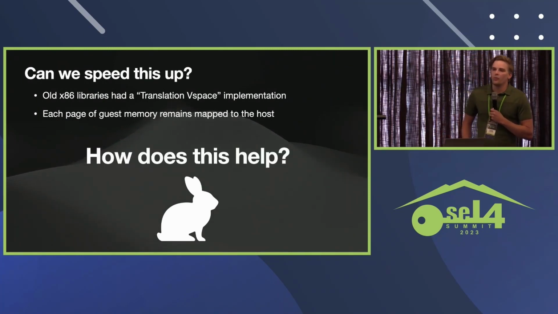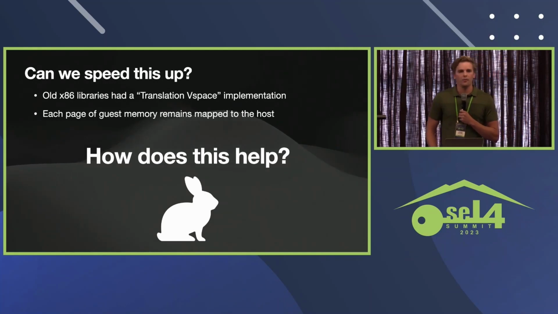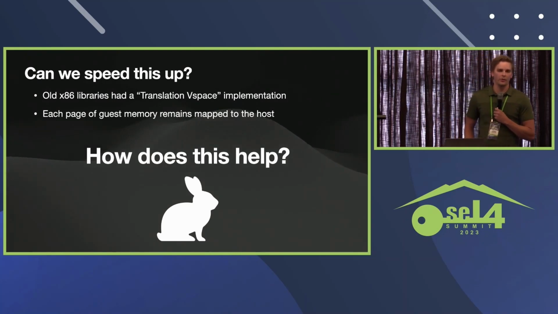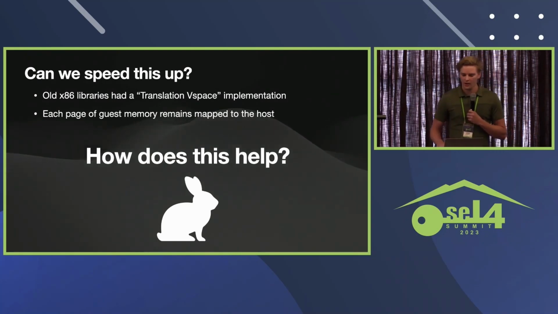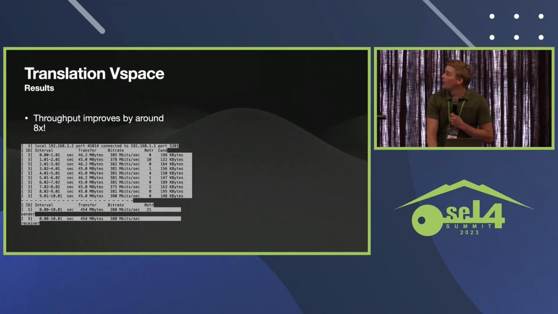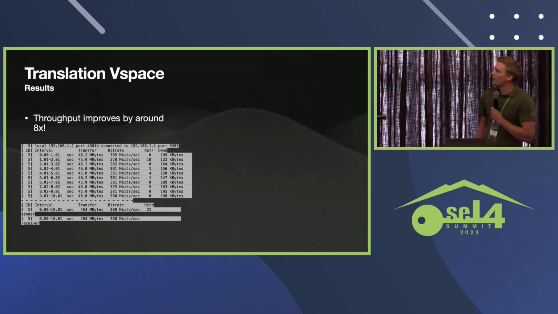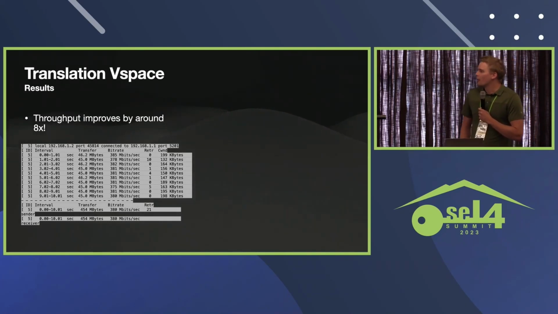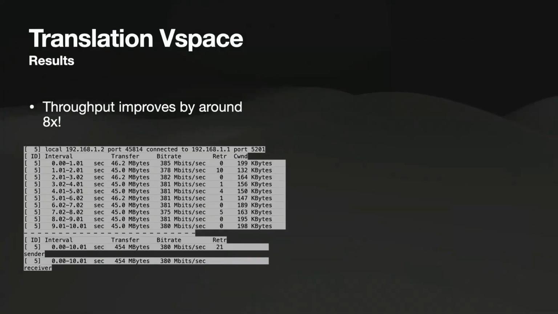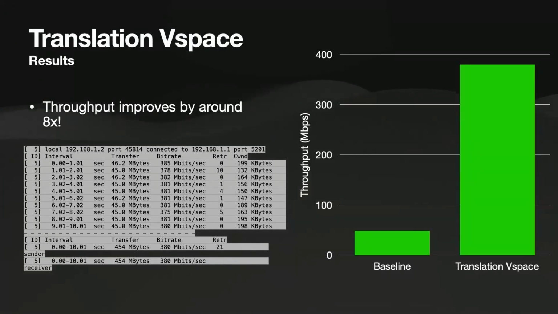Essentially, when you want to read a page of guest memory, you look up that physical address, and it returns the virtual address that the host can use to read the page. And the question is, how does this help? So after implementing it, the throughput improved by around 8 times. So we went from 48 megabits per second all the way up to 380, which looks pretty good on a bar graph there.